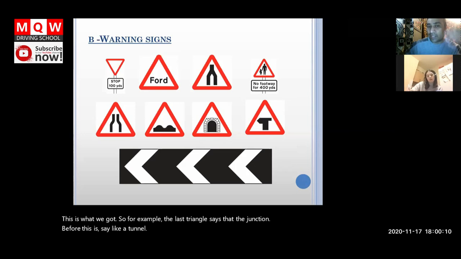The other one is the humps. This is also a warning for your bend, the black and white. Okay, so let's go to the next one.